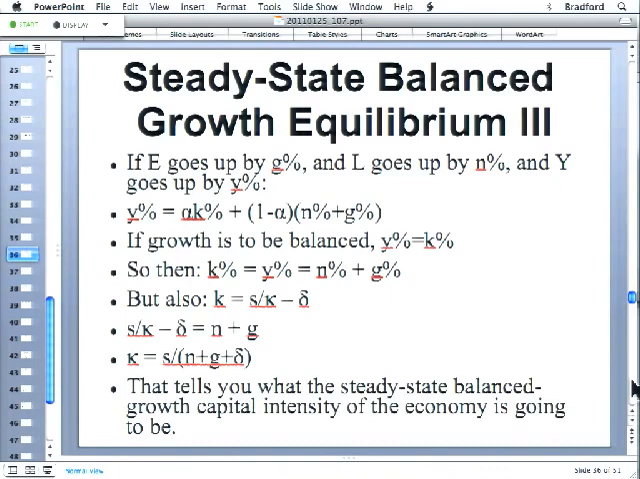On the one hand, we know that the rate of growth of the capital stock is this S over kappa minus delta, this term that comes from the combination of savings to add to the capital stock on the one hand and depreciation to reduce it on the other. On the other hand, we know that output is going to be growing at n plus g, and that the capital stock, if the economy's balanced, has to be growing at the same rate. This gives us S over kappa minus delta equals n plus g.